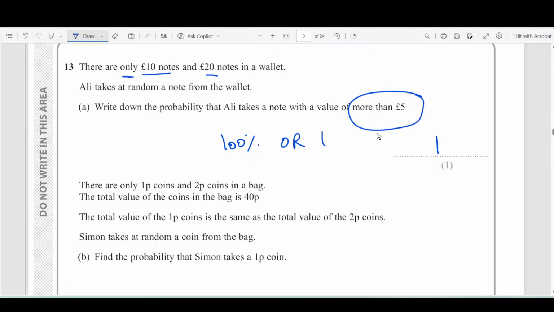Next is, there are only 1 pence coins and 2 pence coins in a bag. The total value of the coins in the bag is 40 pence. And the total value of the 1 pence coins is the same as the 2 pence coins. Simon takes at random a coin from the bag. Find the probability that Simon takes a 1 pence coin.